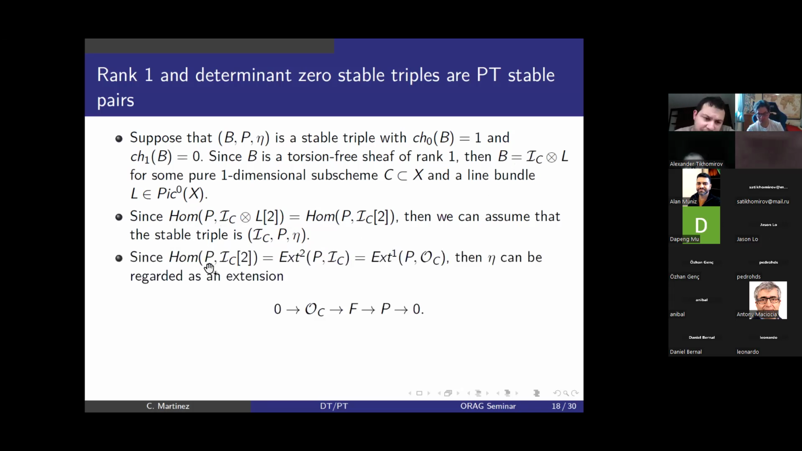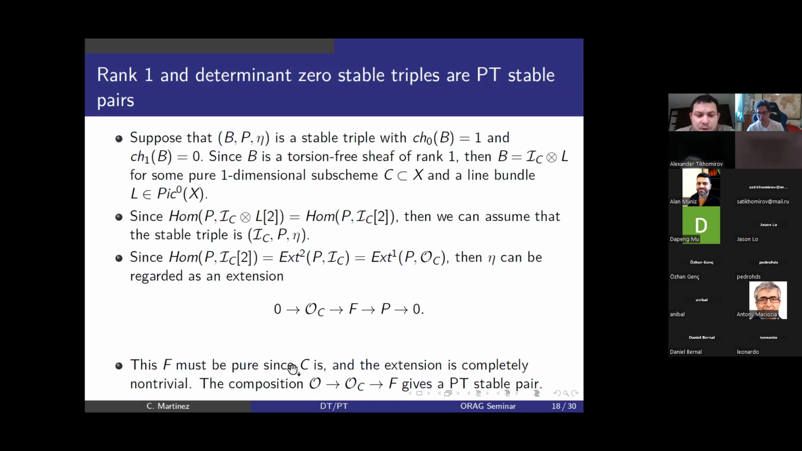And now I can try to compute what is Hom from P to IC shifted by 2, and just using the long exact sequence, the short exact sequence that goes from IC to O to OC, I get that this can be written as an Ext^1 from P to OC. And then that means that this extension class can be thought of as an actual extension in coherent sheaves of a zero-dimensional sheaf P to the structure sheaf OC.